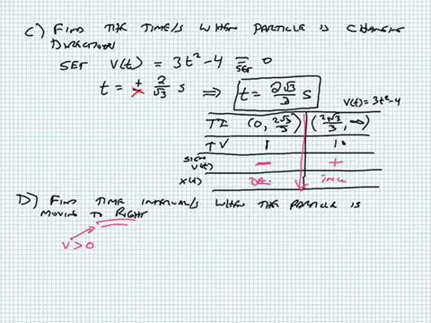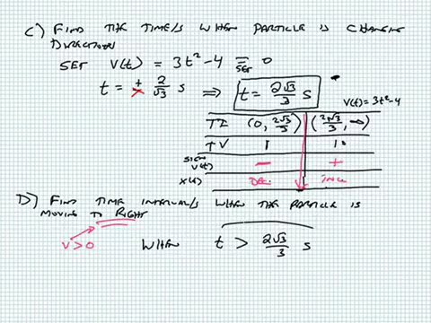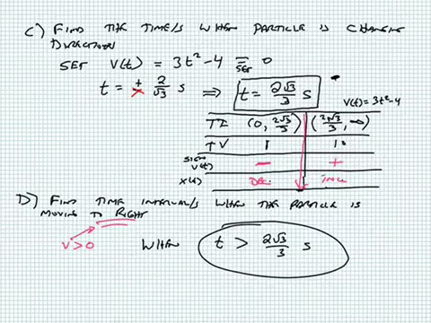Okay, so we're good. So anyway, I know that the object changes direction at this particular time, and before it, the position is decreasing, which means that the velocity has a negative sign, and after, the position is increasing, which means the velocity has a positive sign. So I know that the particle is moving to the right when the time is greater than 2 square root of 3 over 3 seconds. And that's when the velocity is positive.